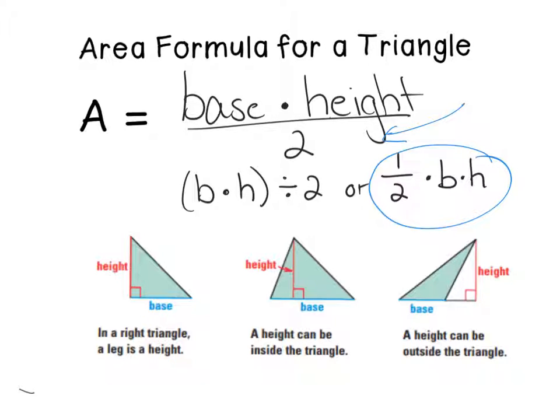It cannot be slanted. So in a right triangle, those are easy. The height is going to be your vertical line. This is not the height. It is slanted.